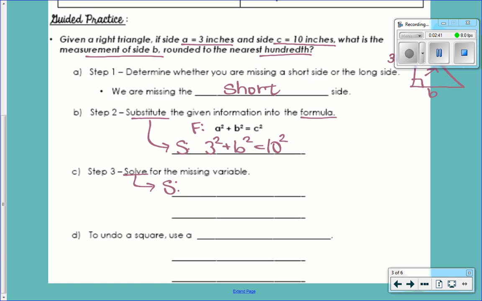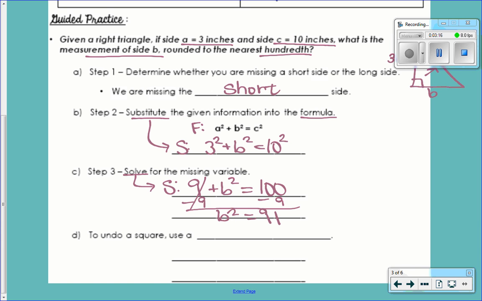And 3 squared is 9, plus B squared equals what? 100. We're good so far? How do we solve for B squared? What's our next step? Yeah, subtract 9 on both sides. So you're left with B squared equals, good, 91. Is that our final answer?